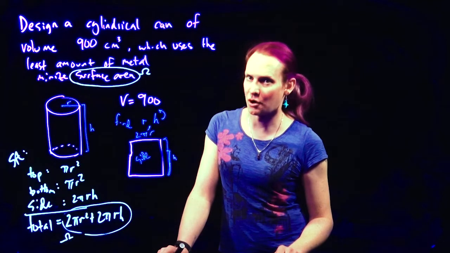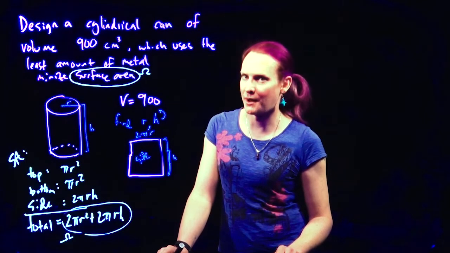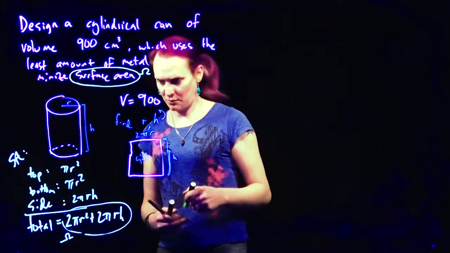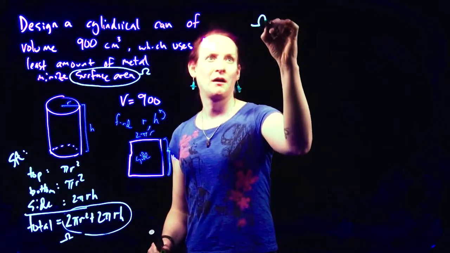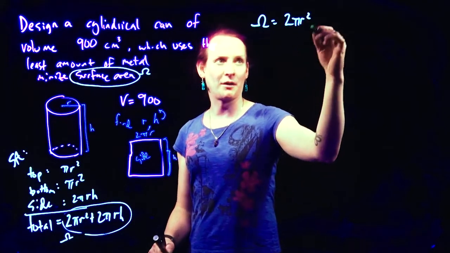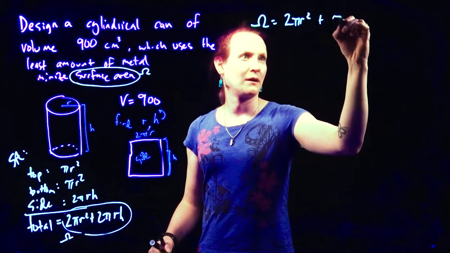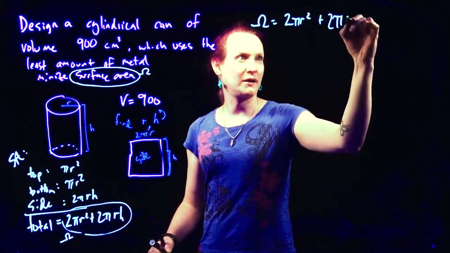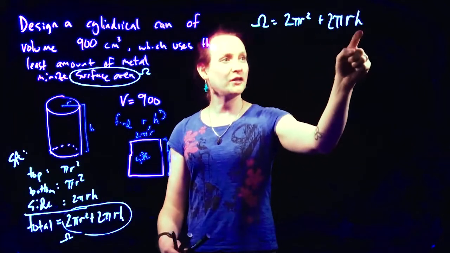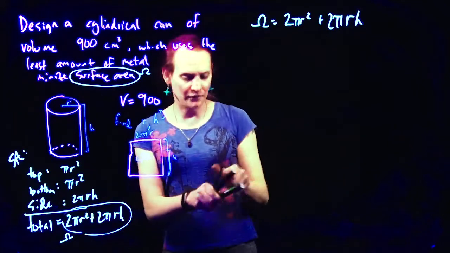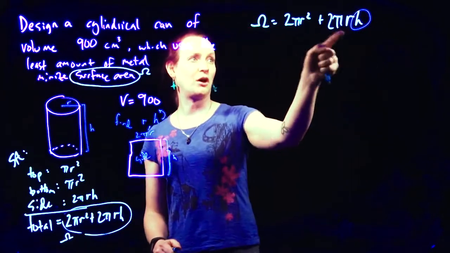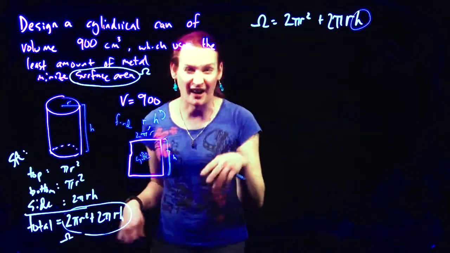I've got to get rid of an r or an h somehow. I've got to substitute it away. Okay. So let me transcribe: omega equals 2 pi r squared, top and bottom, plus 2 pi times r times h. So we've got to get rid of one of these, and I think the right thing to do is to get rid of the h because there's only one of it. If I try to get rid of the r, it's in two places, and one of them is squared.